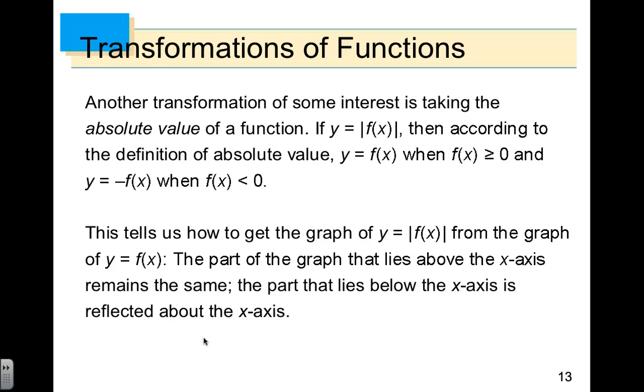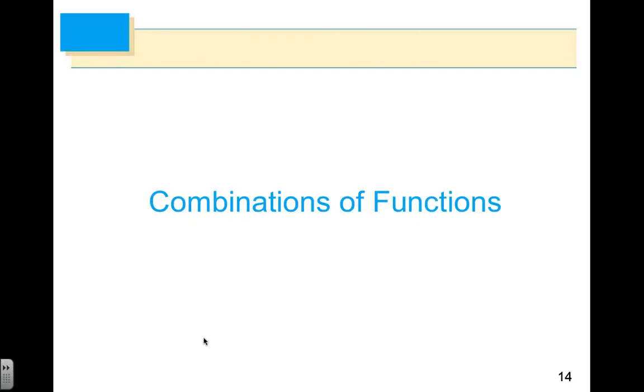Another transformation of some interest is taking the absolute value of a function. So if y equals the absolute value of f of x, then according to the definition of the absolute value, y equals f of x when f of x is greater than or equal to 0, and y equals negative f of x when f of x is less than 0. This tells us how to get the graph of y equals the absolute value of f of x from the graph of y equals f of x. The part of the graph that lies above the x-axis remains the same, and the part that lies below the x-axis is reflected about the x-axis. And we'll probably do a demonstration of that in class for a reteach.